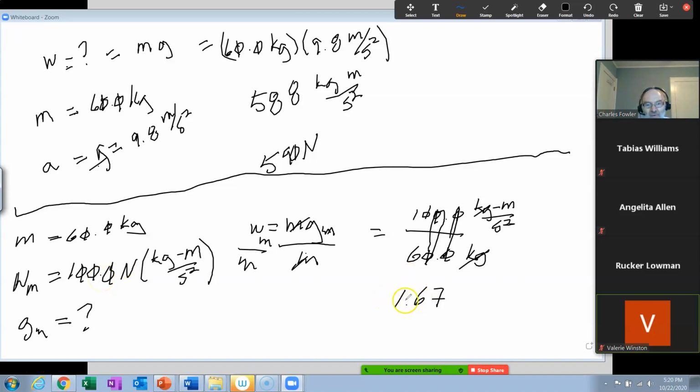So it was 1.666666. Count off 3 digits, look to the right, 6 is greater than 5, bump that up to 1.7, and this would be meters per second squared.